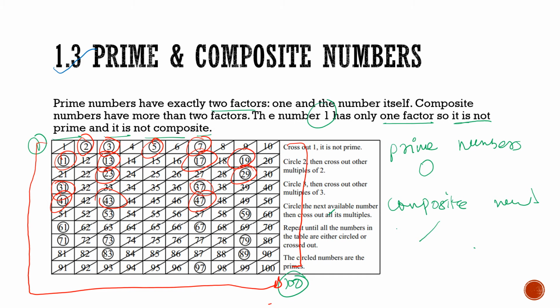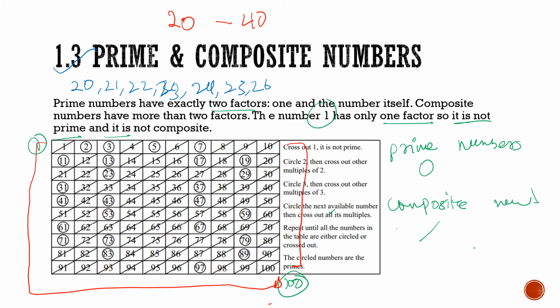Because most of the times, IGCSE people, they ask you, list all the prime numbers between 20 to 40. I don't have them memorized, but I use a simple trick. The trick is I first write down all the numbers. Let me do that here. 20, 21, 22, 23, 24, 25, 26, all the way to 40.